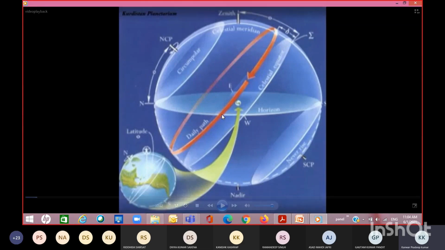So everything that is seen in this diagram I have explained to you. I hope you have understood, or is there any question over here?